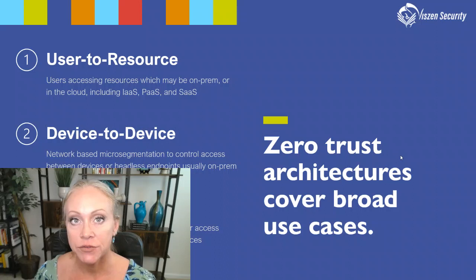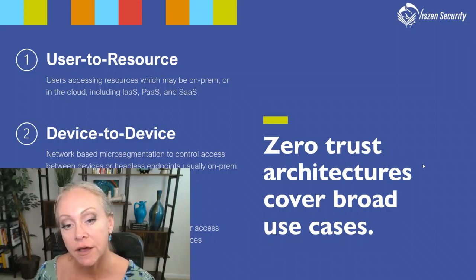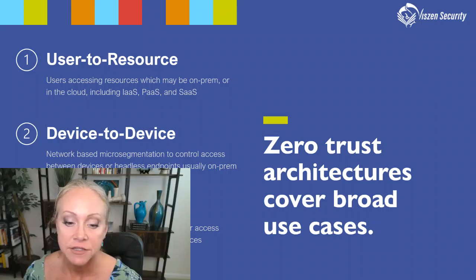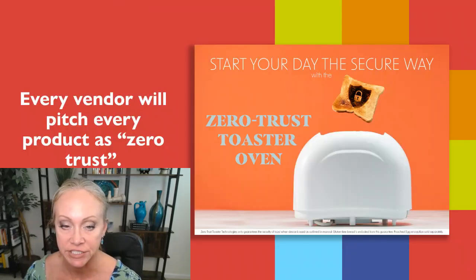The last video talked through the three models of access, or the use cases for Zero Trust. That was user to resource, meaning a person on a device trying to access something, and that resource could be on-prem or remote. We had device to device, which is where the network-based microsegmentation came into play. And then we had service to service, which was more of the data center workload protection conversation.